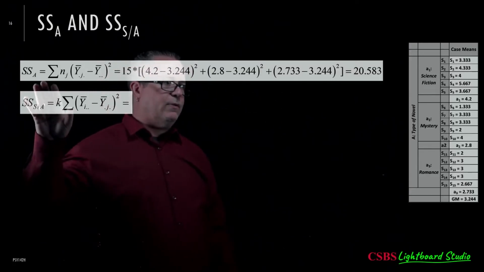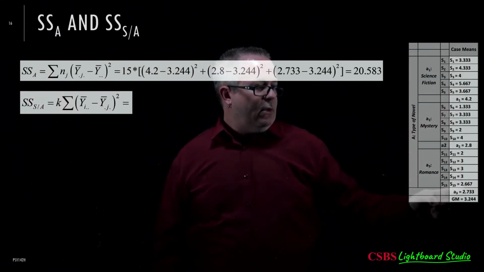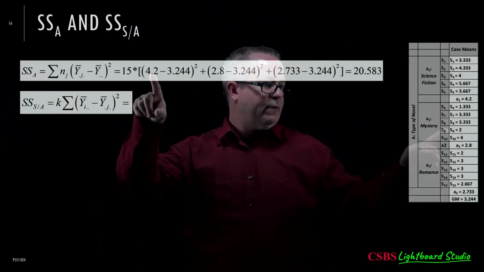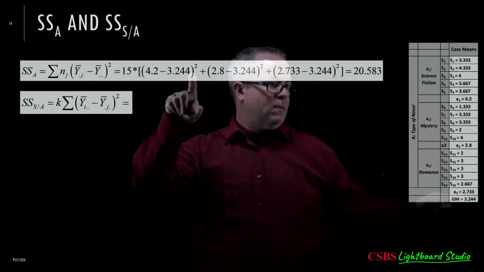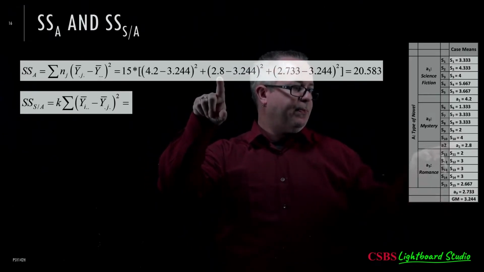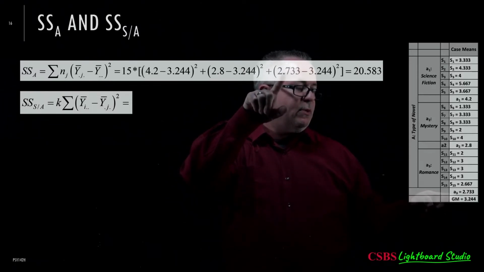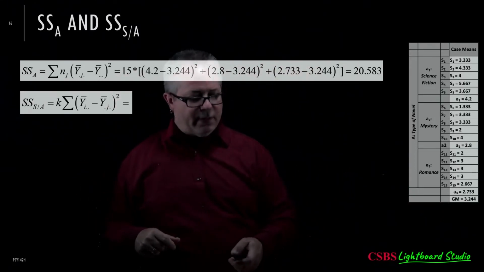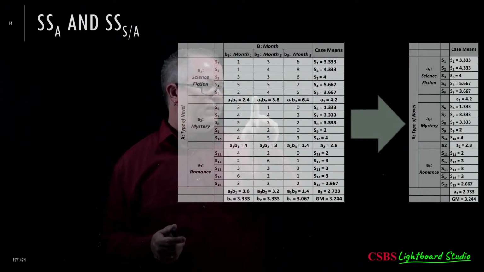If I want to look at the effects for A, it's the same old, right? We just say, look, I want to take 4.2 minus the 3.244. I want to take 2.8 minus the 3.244. We're getting that difference. 2.733 minus that 3.244. The only confusing part is we're multiplying by 15. Why 15? Because when we look back here, that 4.2 that we found is really the average of these 15 scores.